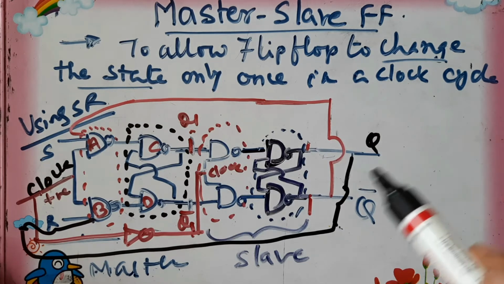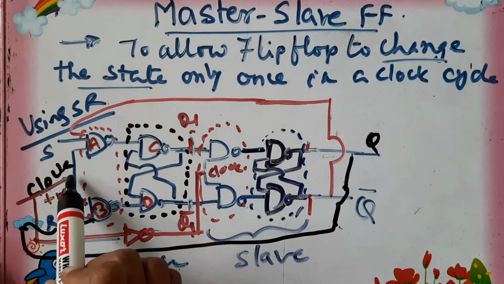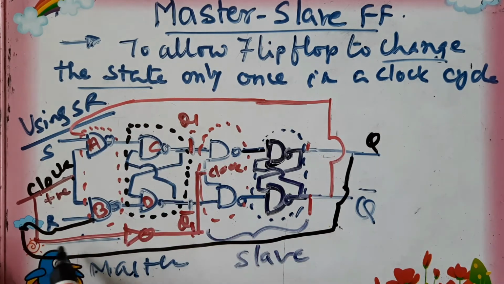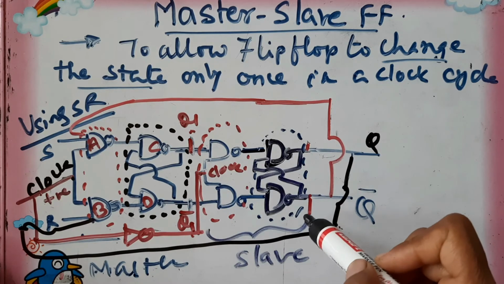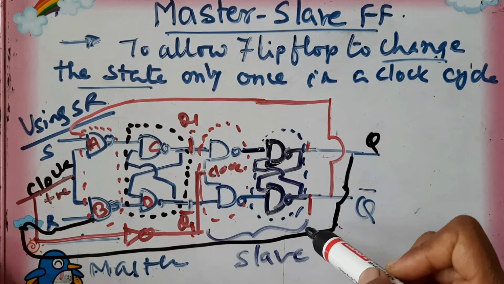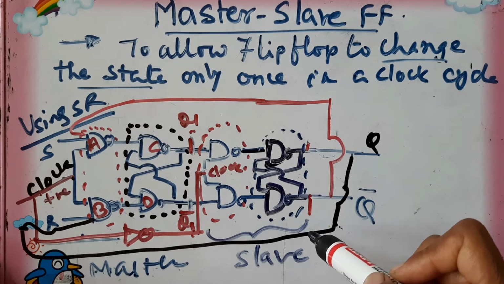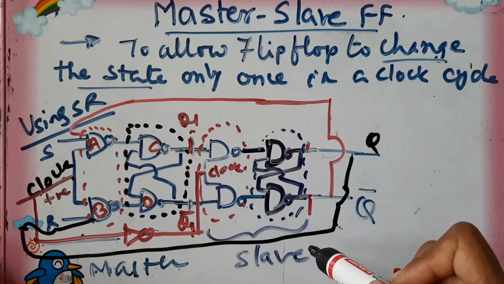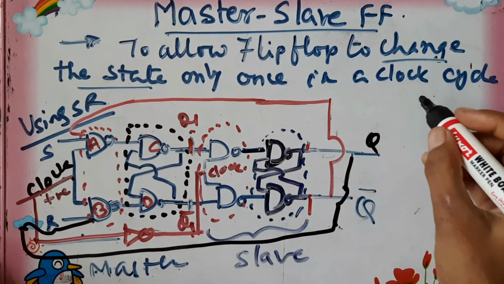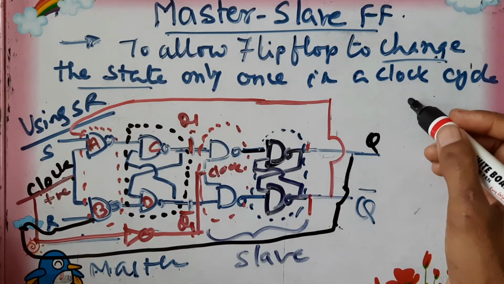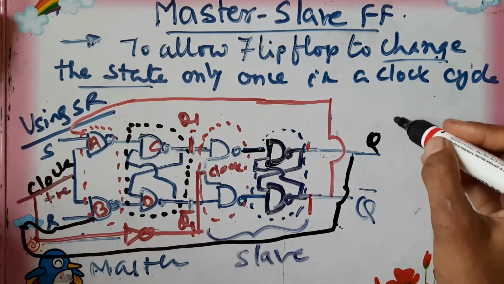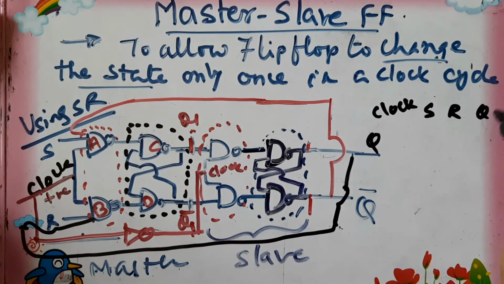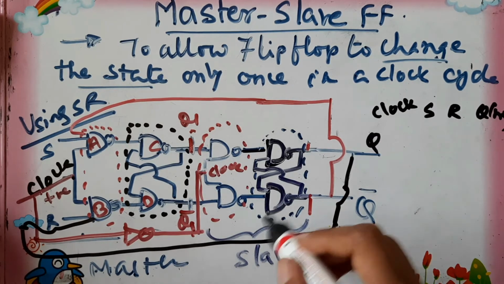To avoid the racing, what we are doing, we are giving clock as it is to the master and inverted clock is given to the slave. So instead of single, we will be using 2 stages of flip flops to avoid the racing. So now let us see the truth table, the characteristic table of the master slave flip flop. So here is my clock, S and R, and the operation with the state.